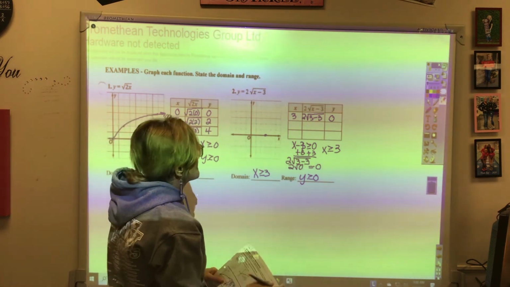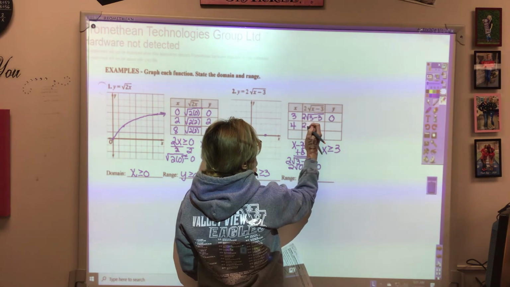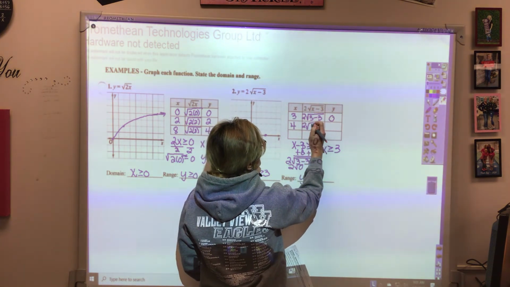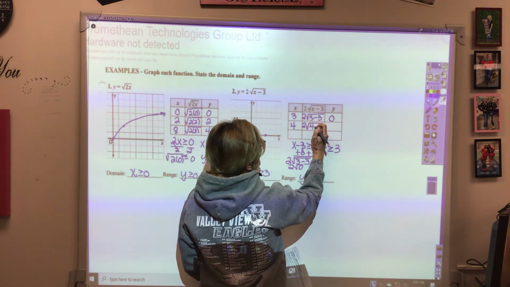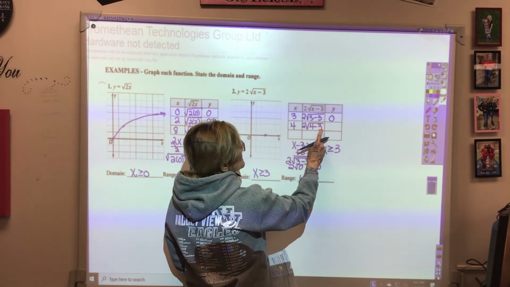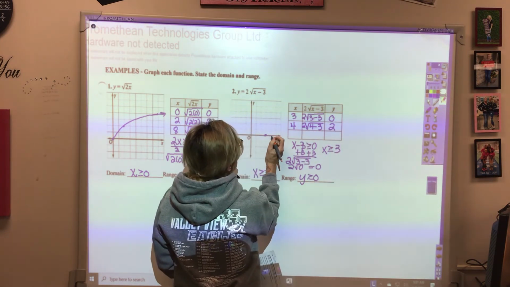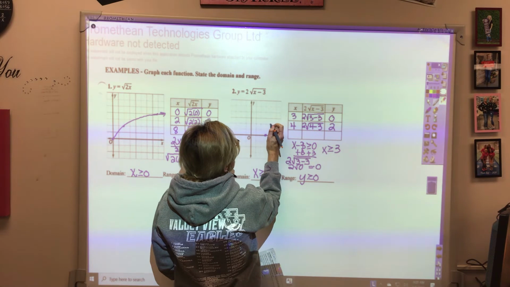Okay, then I plugged in a 4 because it gives me a whole number. 2 times the square root of 4 minus 1, or 4 minus 3, excuse me, which would be a 1. The square root of 1 is 1. 2 times 1 is 2. So I'm going to go to 4, 2.